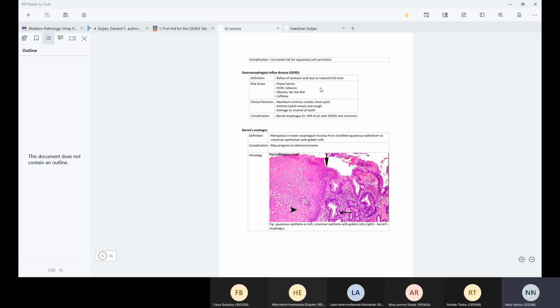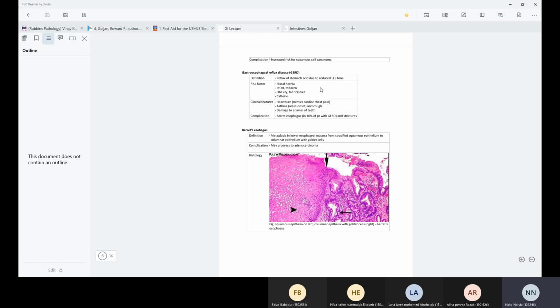Why? Because the acid reflux comes out in the mouth and it damages the enamel. Literally melts away the enamel, in severe conditions. Not often will you find it because people take care of themselves, right? It's a very advanced stage, for example, of GERD. Complications are highest yield in general pathology and systemic pathology.